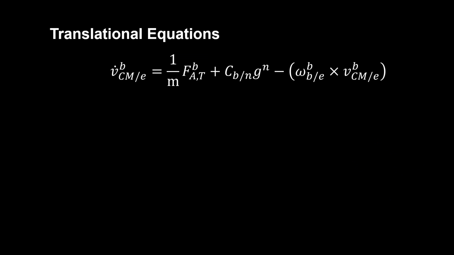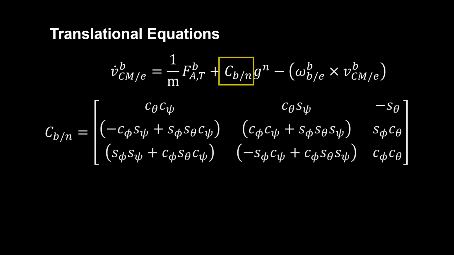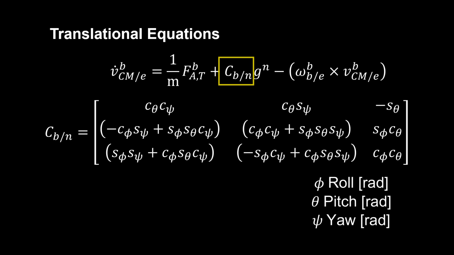To compute the gravity term, we'll need to compute the direction cosine matrix, or DCM, that transforms a vector in the northeast down coordinate system to one in the body fixed coordinate system. This is accomplished with a 3x3 DCM. Its elements involve 3 rotations from the northeast down coordinate system into the body coordinate system. These are the roll, pitch, and yaw angles, or phi, theta, psi, also referred to as the Euler angles.